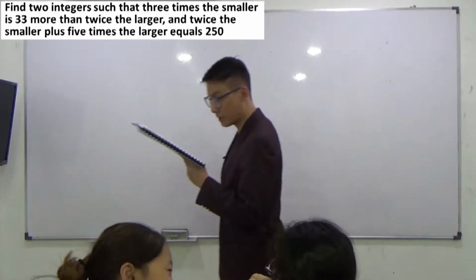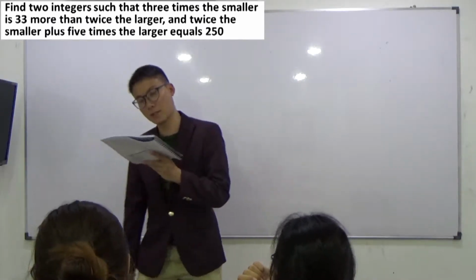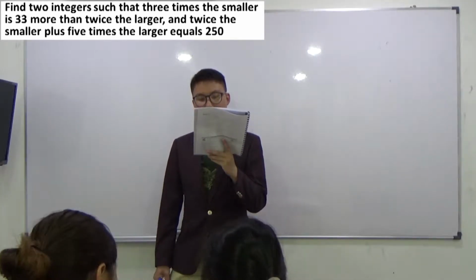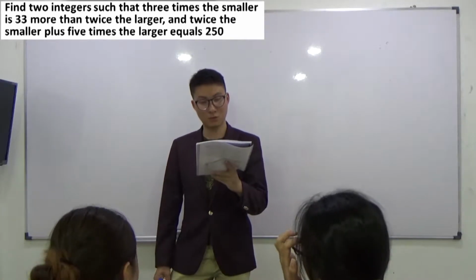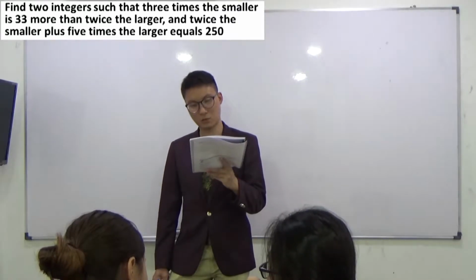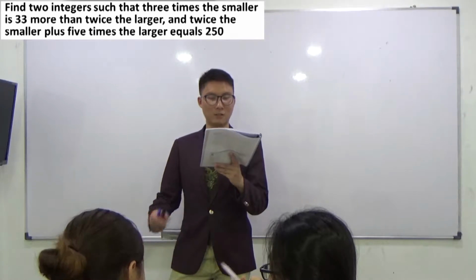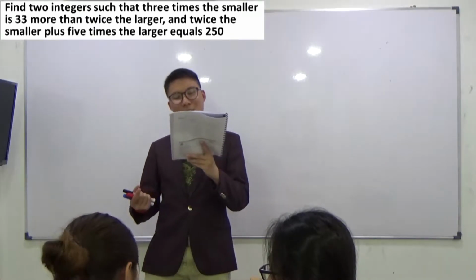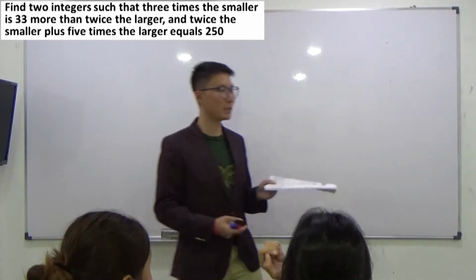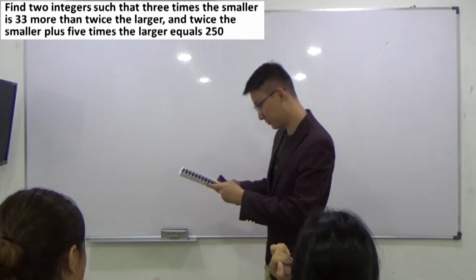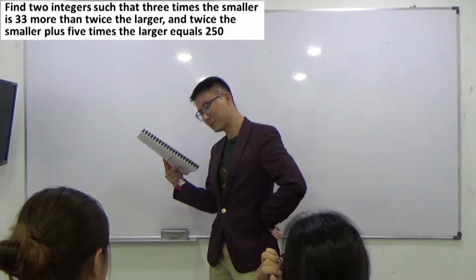So the first question is: find two integers such that 3 times the smaller is 33 more than twice the larger, and twice the smaller plus 5 times the larger equals 250. It makes you confused, right? Yeah. So you don't know what it's talking about. I got the thing, but I can't solve it.